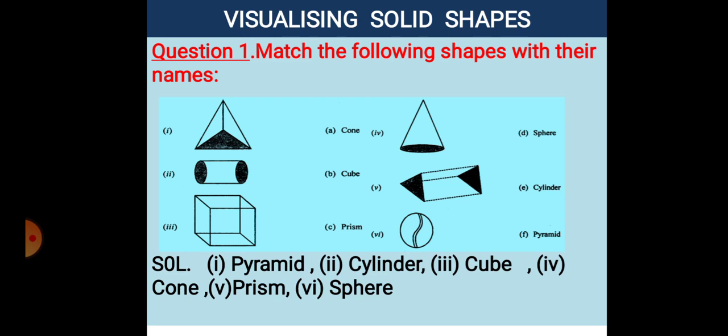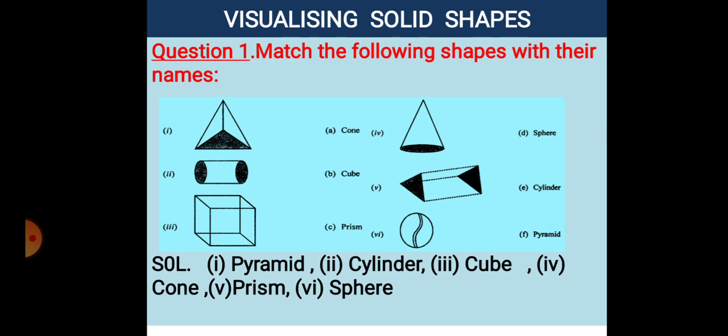Let us take the first shape. This shape is the shape of pyramid. There is triangle at the bottom and there is a vertex on the top, and all the faces are joined to that vertex. These faces are triangle. So it is a triangular pyramid. That is, it matches with pyramid.